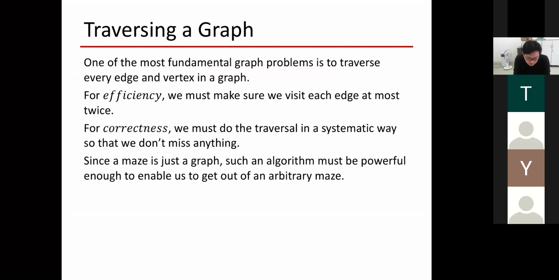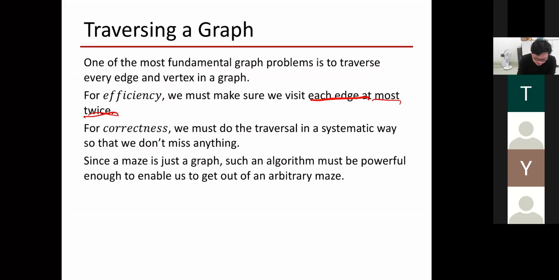Okay. So for 373, we're going to do DFS, BFS. Then we're going to talk about backtracking. So for efficiency, we must make sure we visit each edge at most twice. Why is it at most twice? Why not 3 times? Why not 1 time?